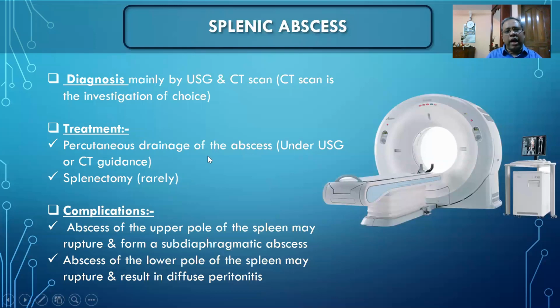But splenectomy is rarely needed. In case of splenic abscess, splenectomy is very difficult because there is surrounding adhesion there, which makes the surgery more difficult. Complication: abscess of the upper pole of the spleen may rupture and form a subdiaphragmatic abscess. If it is the lower pole, the rupture goes into the peritoneal cavity and causes diffuse peritonitis.